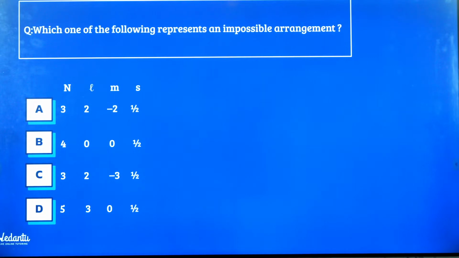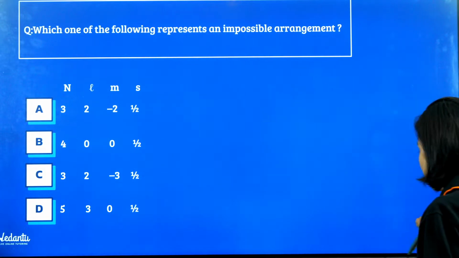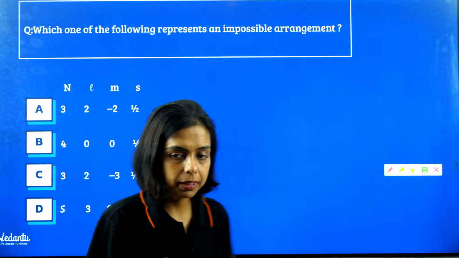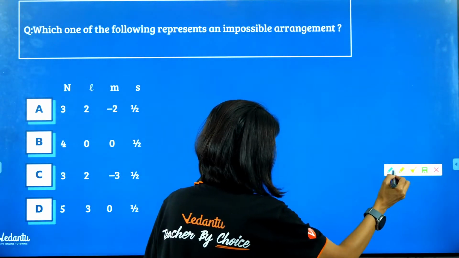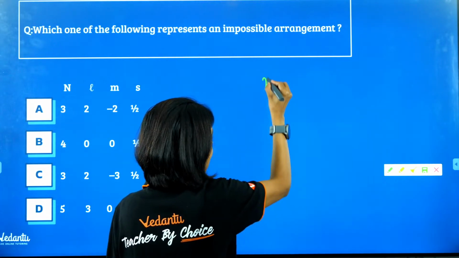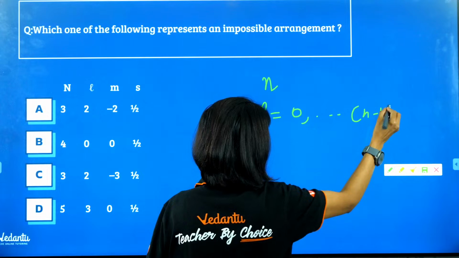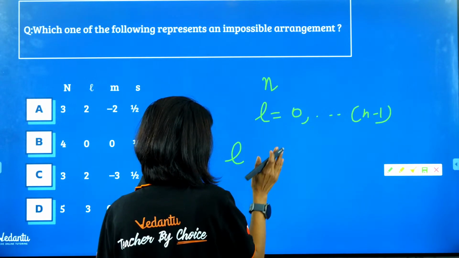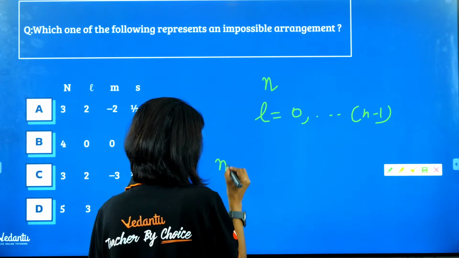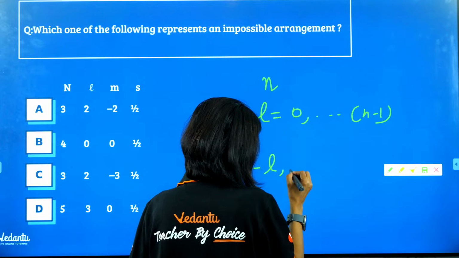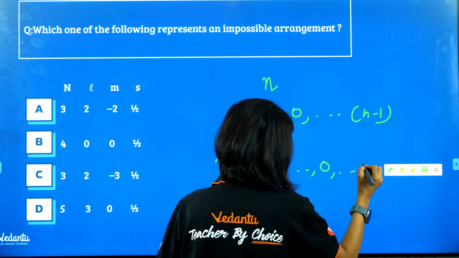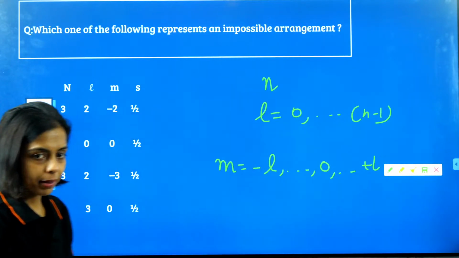Now let's have a question. Which of the following representations is impossible? You are supposed to check the values. Let me tell you once again: if n is this, L can be 0 up to n minus 1. And for any given L, the m value is minus L up to 0, then up to plus L. So let's check one by one.